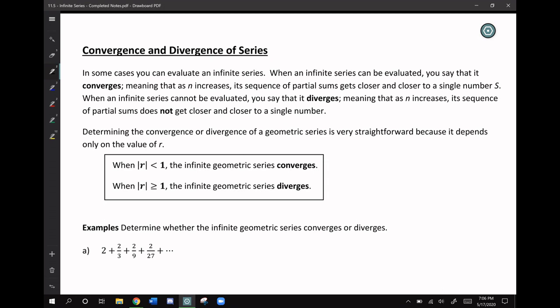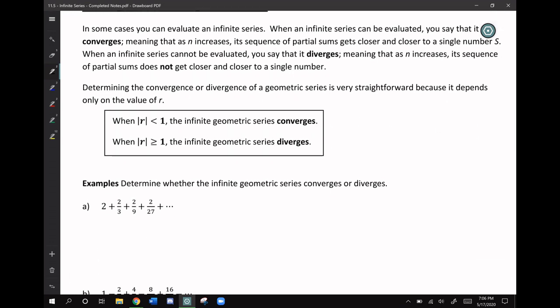So, geometric series, we have an infinite geometric series. You can easily tell if it's going to converge or diverge by looking at the value of r. If the absolute value of r is less than 1, the infinite geometric series converges. If the absolute value of r is greater than 1, the infinite geometric series diverges. This is really important. For our purposes, arithmetic series never converge. Full stop. They never converge.